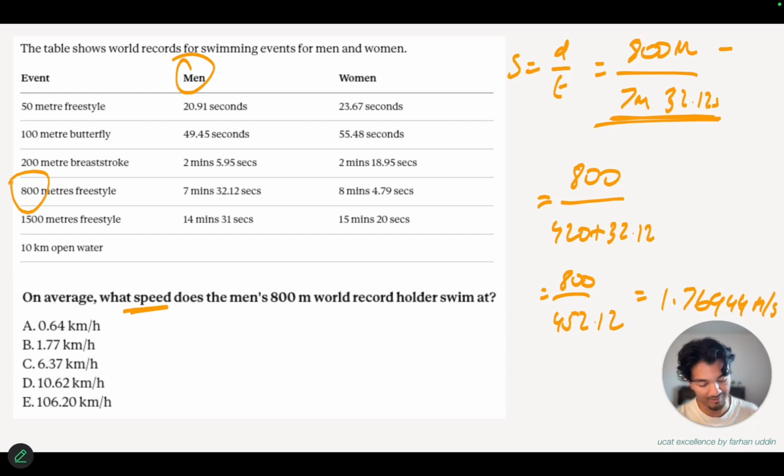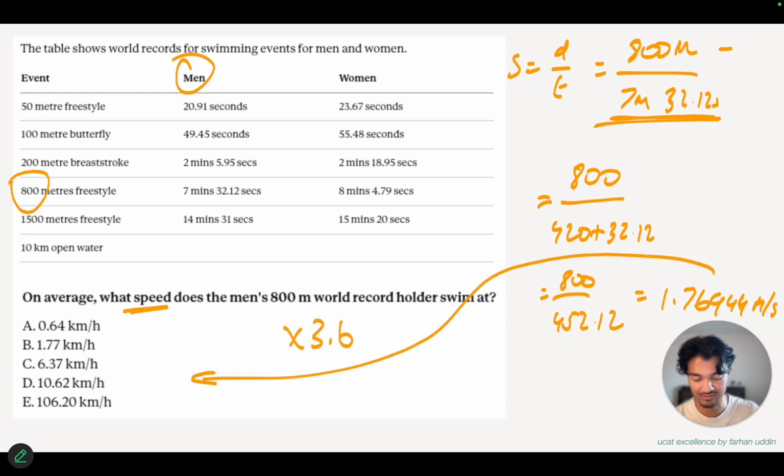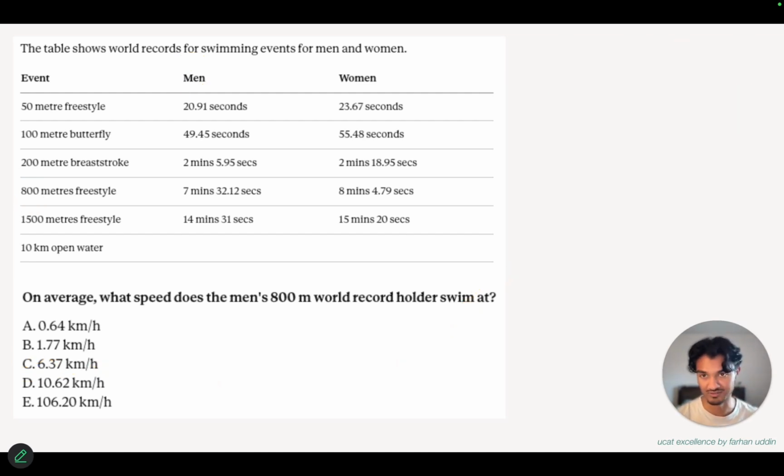Now, if we want to get our answers in kilometers per hour, what do we do? We multiply by 3.6. So if we do that, we end up getting the answer of 6.369 recurring. The answer is C, 6.37. So hopefully you can see here, if you're comfortable converting between meters per second and kilometers per hour, it can save you a bunch of steps and a bunch of time, especially if you were to convert these individually into kilometers and hour equivalents. Let's move on to our next question.